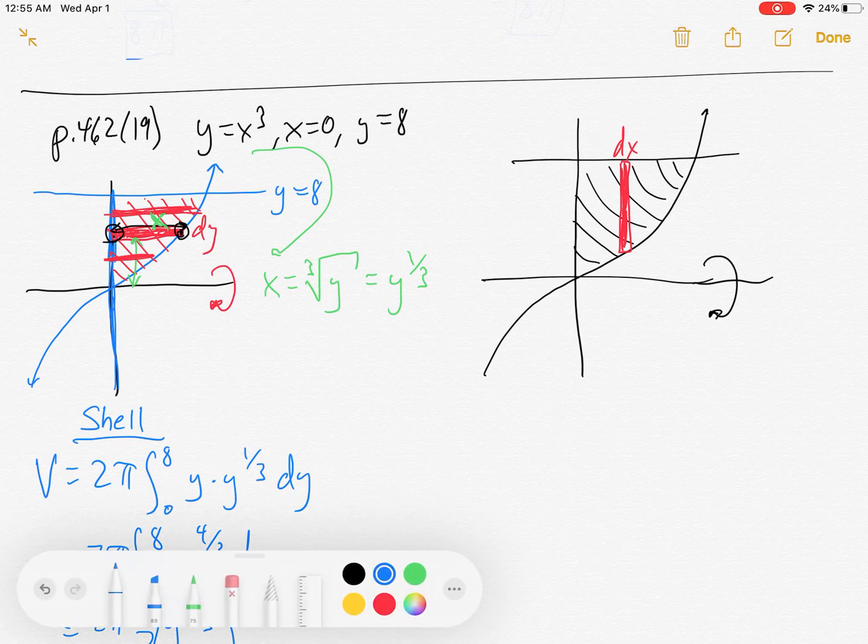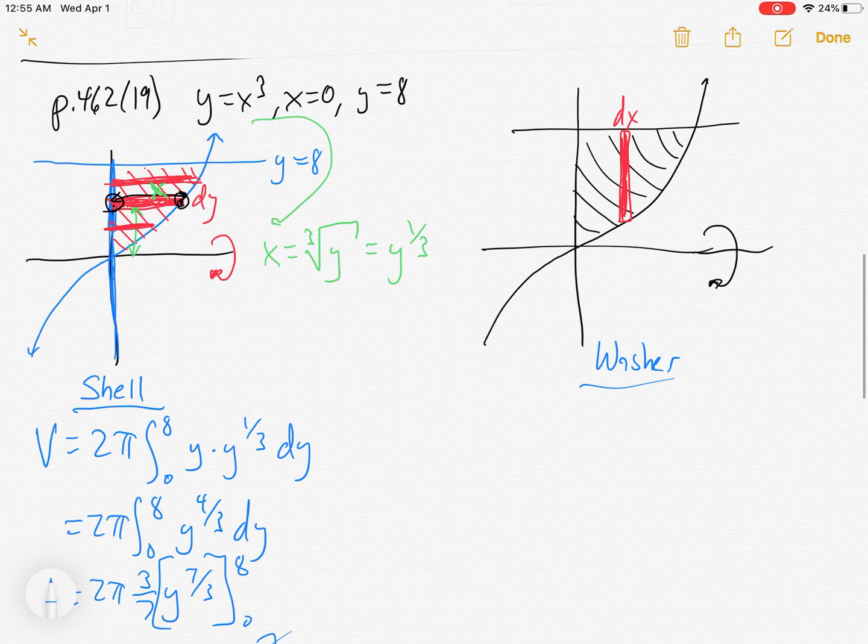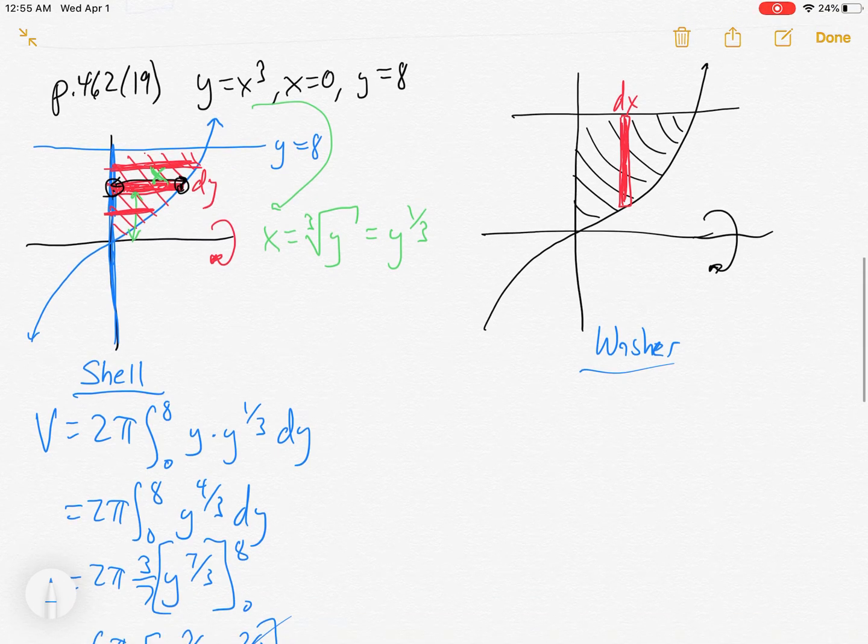Okay, this is going to be washer. Again, you can use the washer and disc names interchangeably. Probably the best way to go is to call them all washers. Washer and disc, we start with a pi.